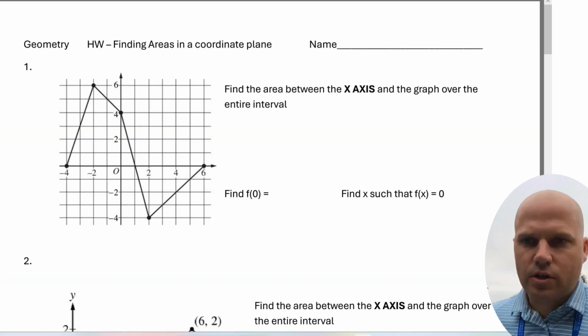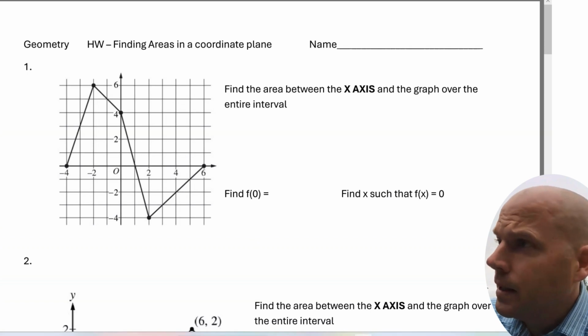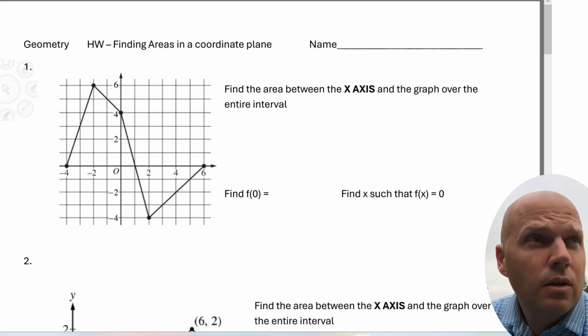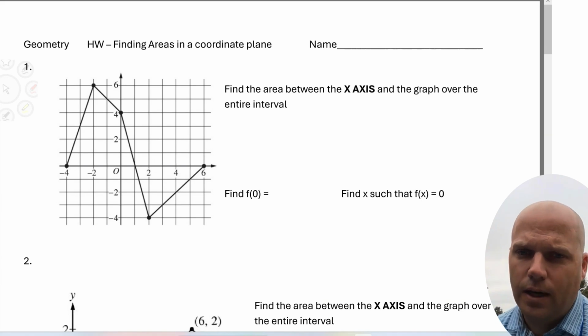What's up, geometry students? We are going to look at more things in the coordinate plane, areas in the coordinate plane, lines, intersections, all that good stuff.